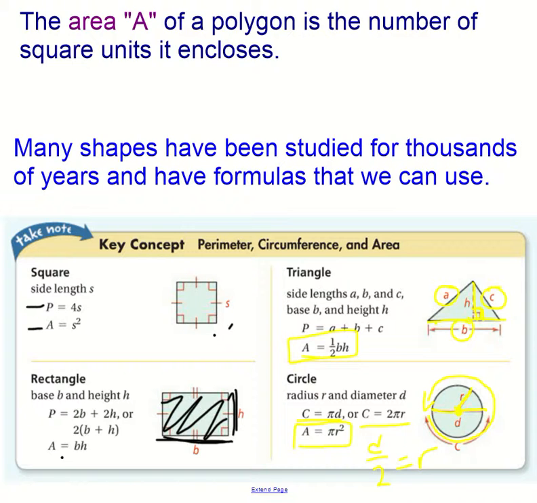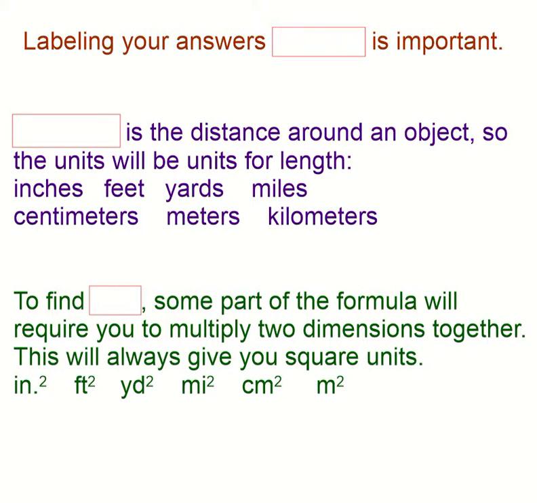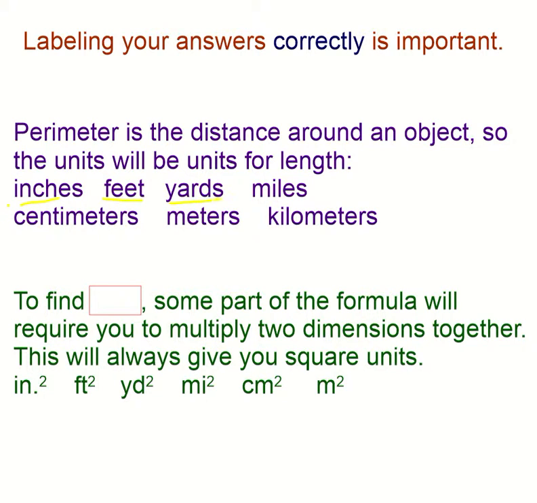So now that we know our formulas, we're ready to find some areas and some perimeters. So one important thing you need to remember is that labeling your answers correctly is very important. When we're talking about perimeter, it's the distance around an object. So the units you're going to be using are inches, feet, yards, miles, centimeters, meters, kilometers.